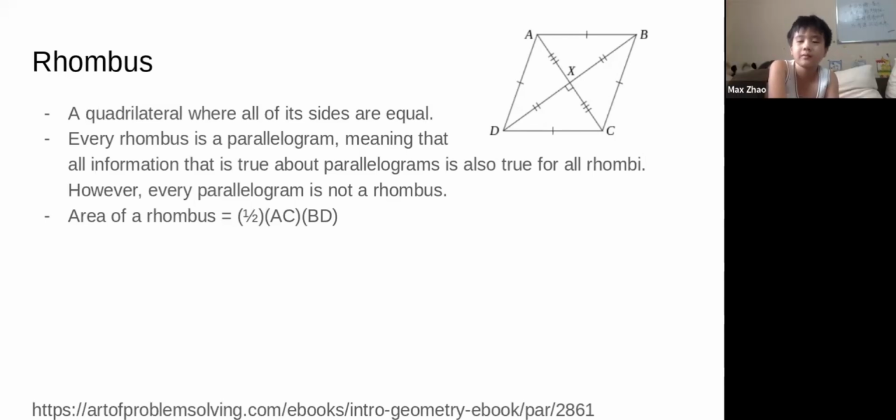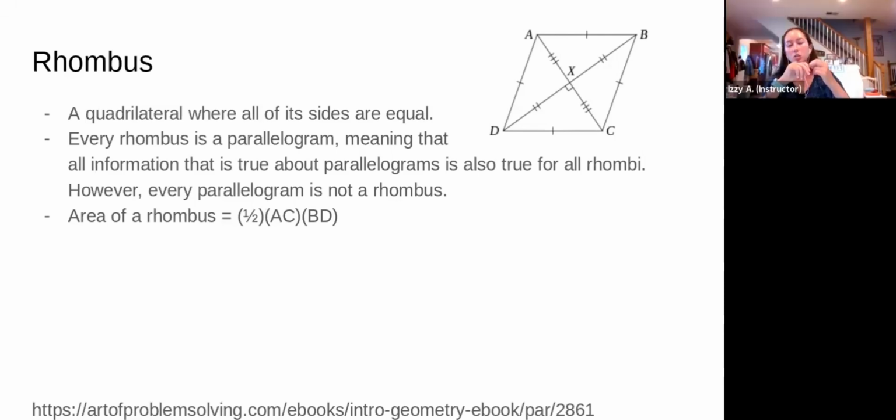I have a little question. Is the way you calculate the area of a parallelogram the same as you do with squares and rectangles? Yes. So it is, yeah, it's just base times height, and that's what you do for squares and rectangles.